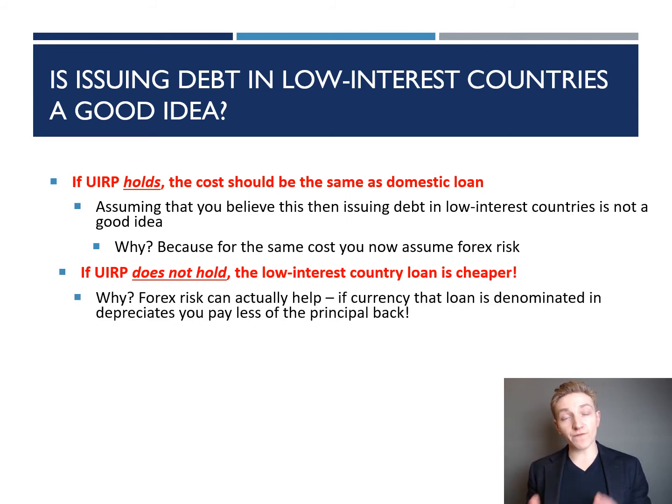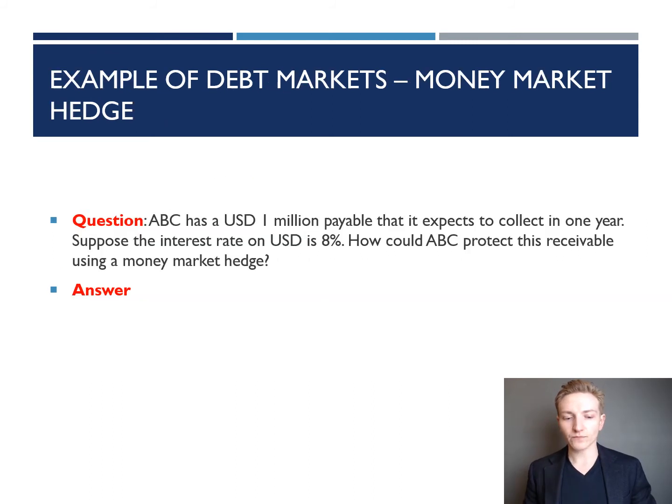Now, this is because foreign exchange fluctuations can help you to some extent, and in particular, foreign exchange fluctuations can help if they result in your debt becoming cheaper. So, for example, if your home currency appreciates and becomes stronger, but the currency in which your debt is denominated becomes weaker, then paying off the debt is going to become relatively easier. So, you might actually benefit from foreign exchange fluctuations if interest rate parity does not in fact hold.